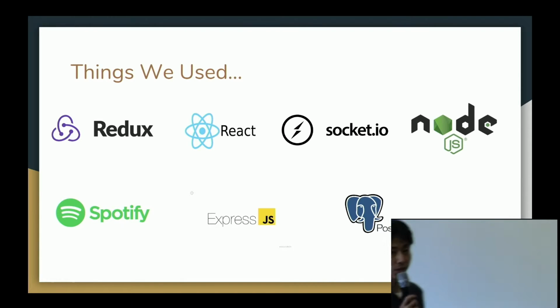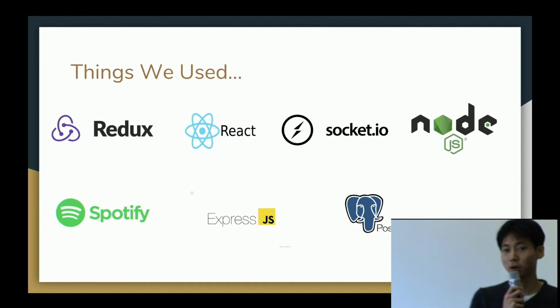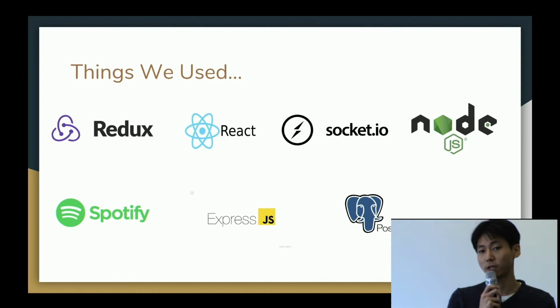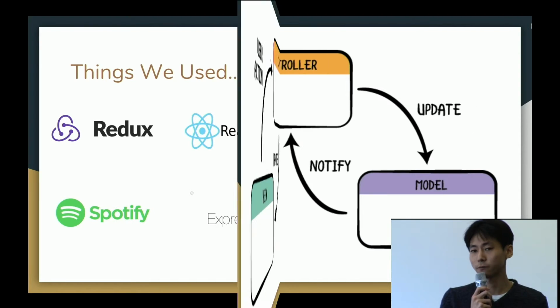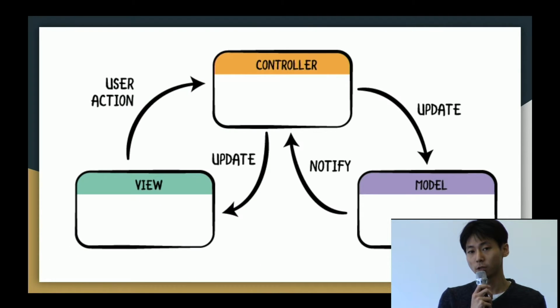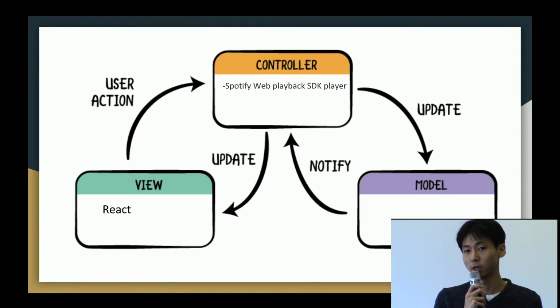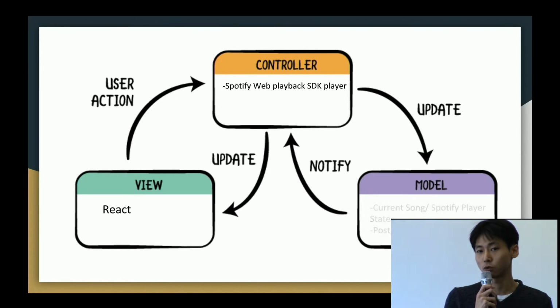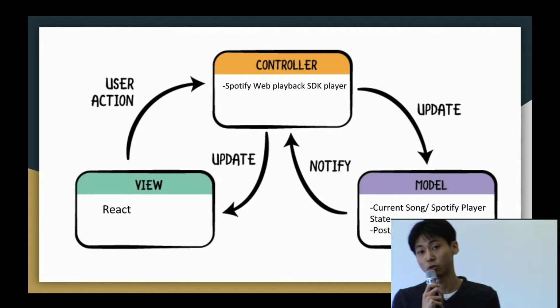Now here are some technologies we use in our tech stack. Our biggest problem was dealing with the fact that the Spotify Web Playback SDK only had one event to handle every single state change, which made it hard for us to single out a behavior. To overcome this, we used the Model View Controller design pattern. Our React view acted as a UI for the user to interact with. The Web Playback SDK player acted as a controller, which changed the state accordingly to the user input.